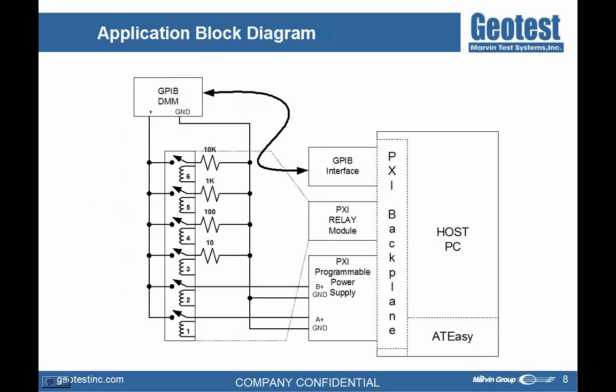All right, having completed all of those tasks, let's talk about the actual application. The application is going to be a fairly simple one, consisting of the instruments configured in the block diagram that's being shown now. I have a host system, which is where I'm running ATEasy. That host system has a PXI chassis, so it has a PXI backplane that has plugged into it a GPIB interface, which is connected to a DMM. The PXI backplane also has plugged in a relay module and a dual channel programmable power supply.